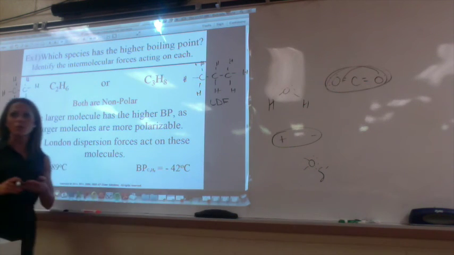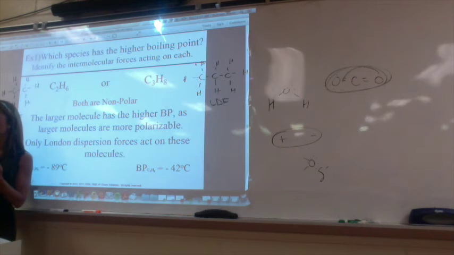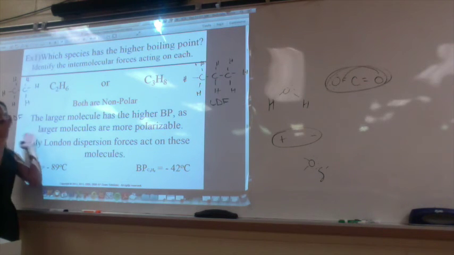So that's what you're going to do. You're going to talk about the polarity of each molecule. You're going to talk about the forces that exist on each of those. And then you're going to state which one has the higher boiling point due to the stronger intermolecular forces. Well, these are both the same forces. So now how do you pick?